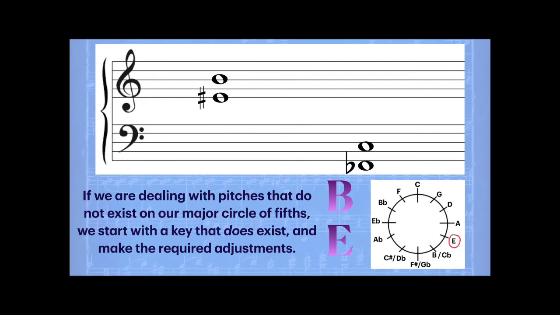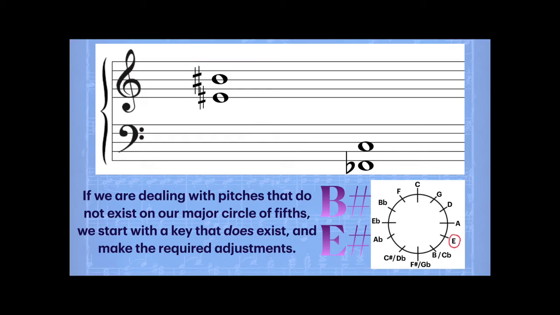Now we'll change them both by the same chromatic half step. E is raised to E sharp, B is raised to B sharp, and we still have our perfect fifth. So we add the sharp in front of the B note.